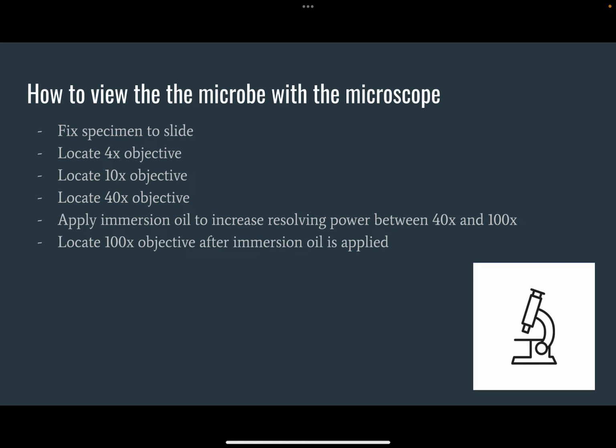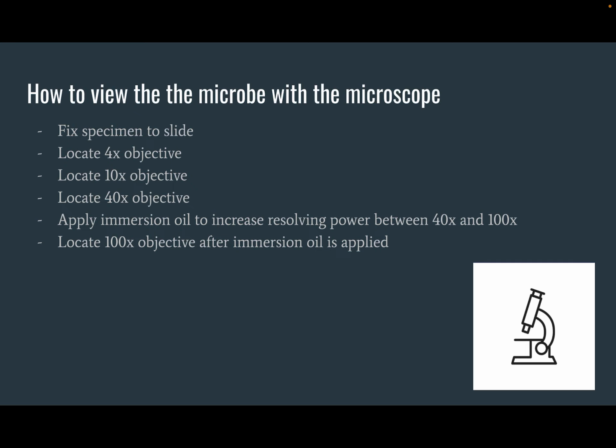How to view E. coli with the microscope. So you're going to fix E. coli on your slide. You're then going to put that slide underneath your microscope. You're going to locate it with 4x and get that as clear as possible, then with your 10x, and then with your 40x, each as clear as possible.